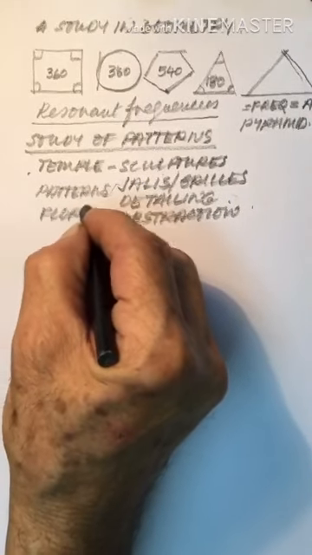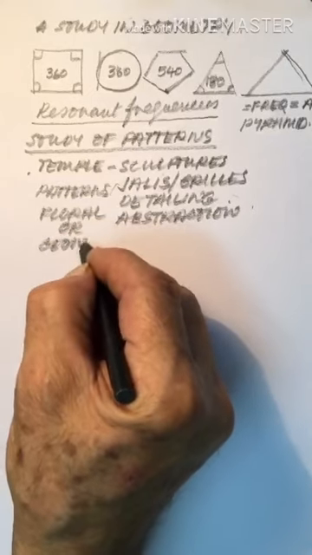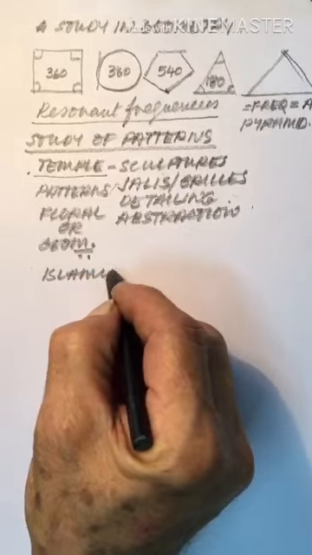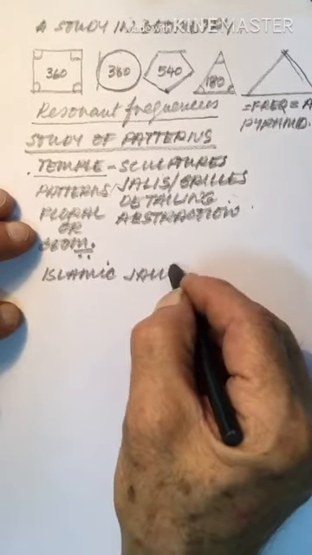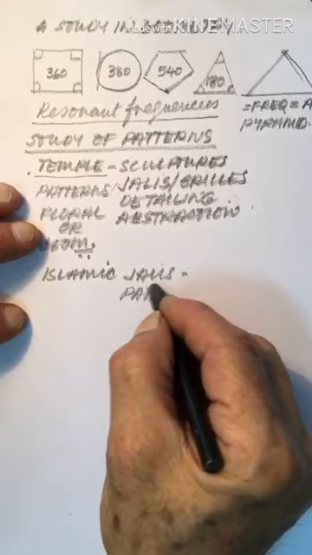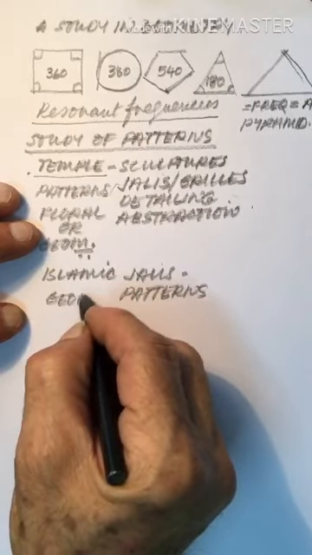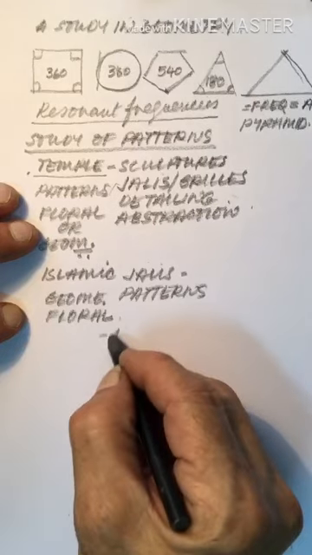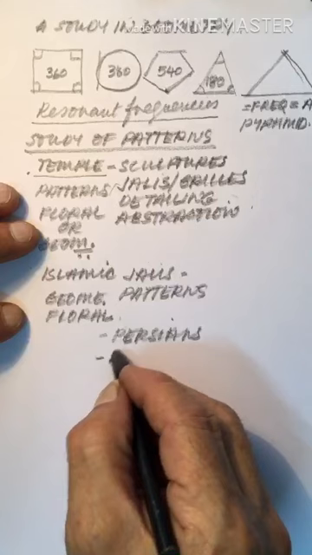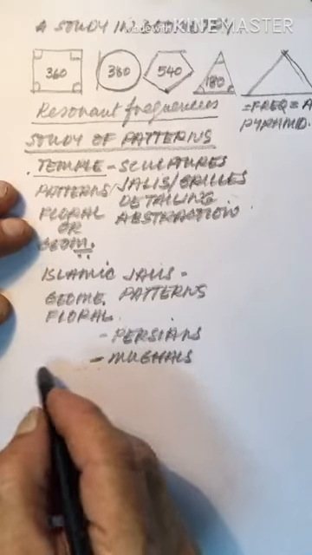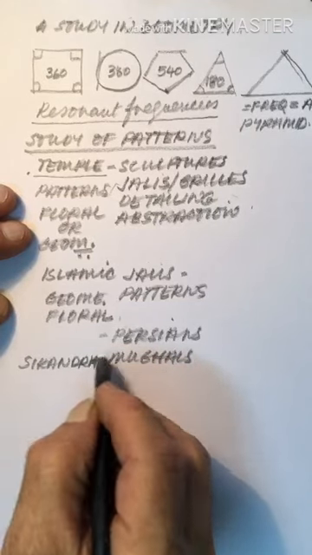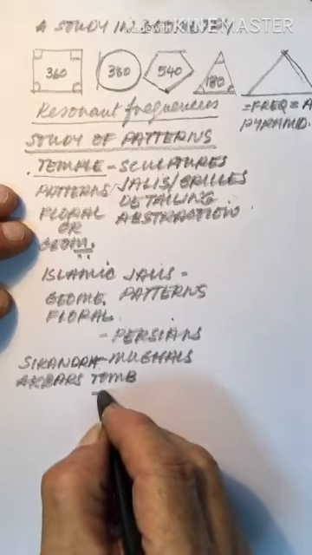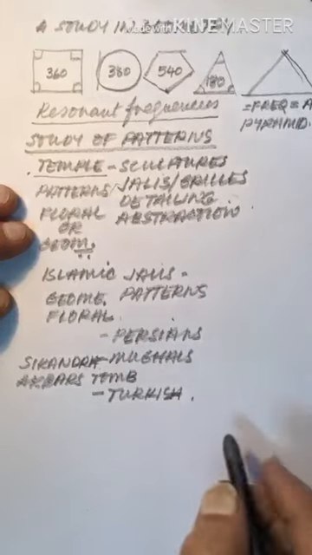It could be floral or geometric, right? Apart from temples, please look at some Islamic grills and jalis and patterns, which are geometric patterns, I should say. Geometric as well as floral patterns. You can look at the Persians, the Mughals. Mughals means specifically you can look at Sikandra. Sikandra is Akbar's tomb. Right? You can look at Turkish, and so on and so forth.